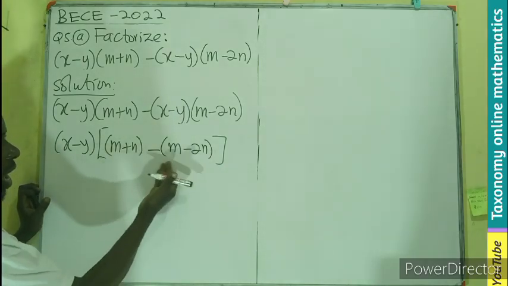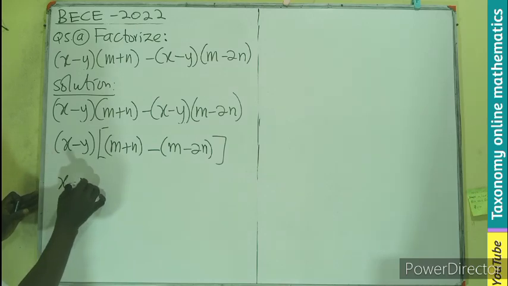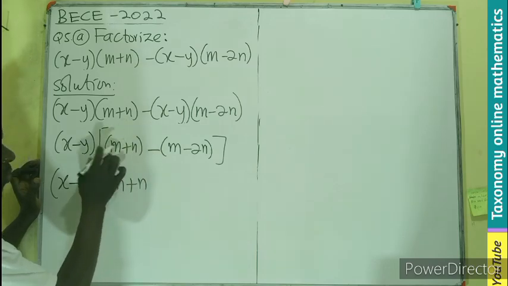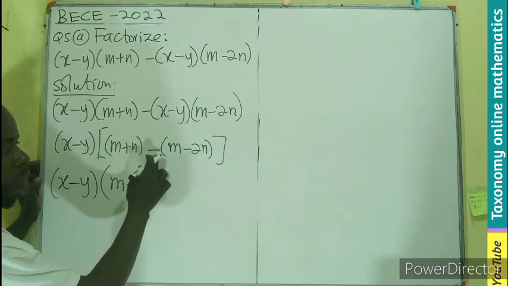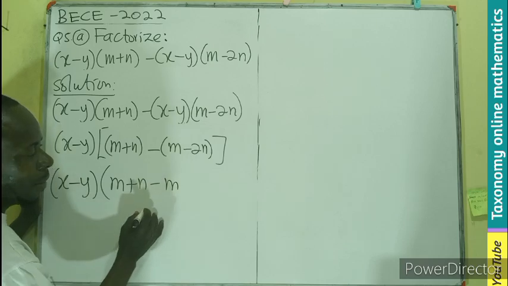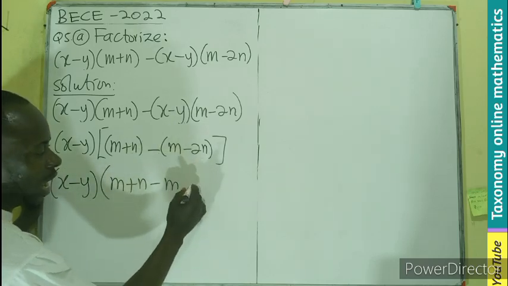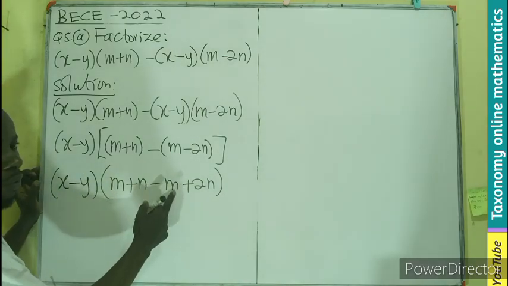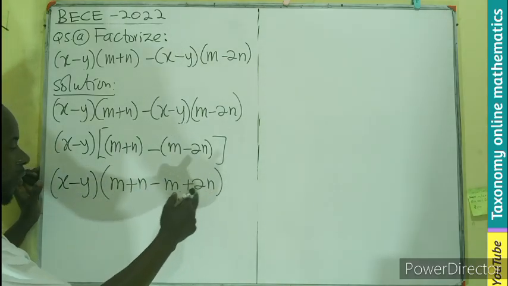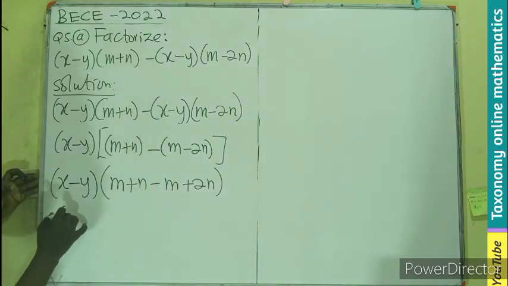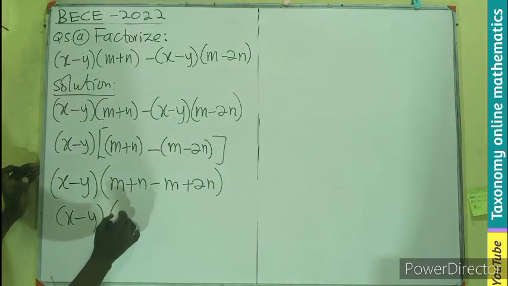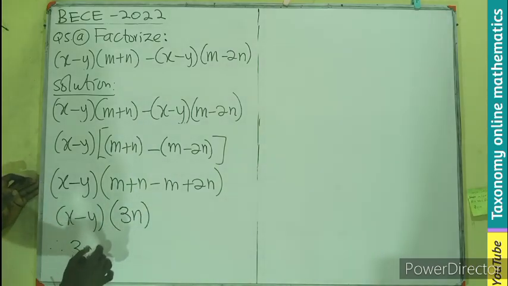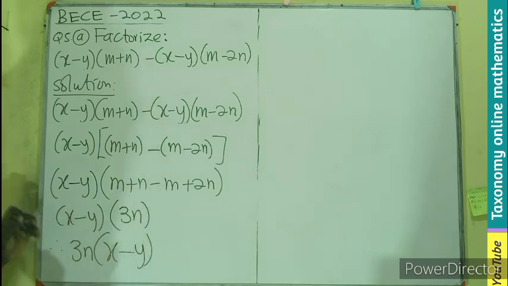So now the bracket, we can open the bracket to have x minus y in this bracket, m plus n, if the bracket is gone, minus 1 times m is minus m, minus 1 times negative 2n is plus 2n. M minus m will give us 0. N plus 2n will give you 3n. So we're going to have x minus y multiplying 3n, which we can read as 3n into bracket x minus y.